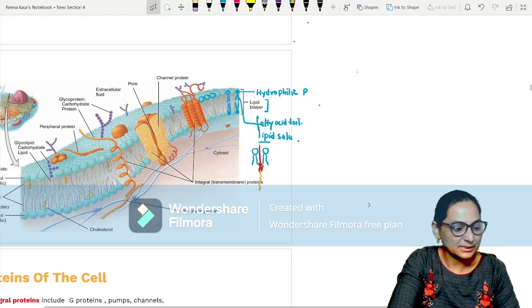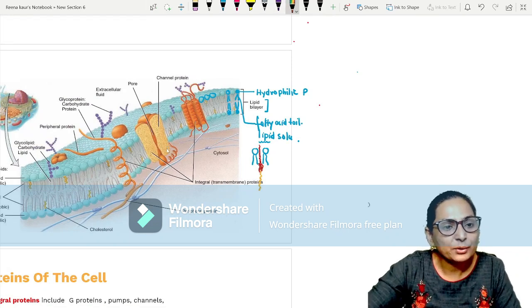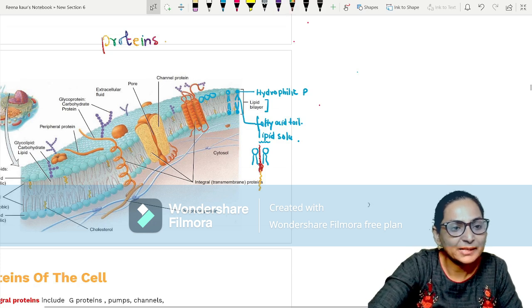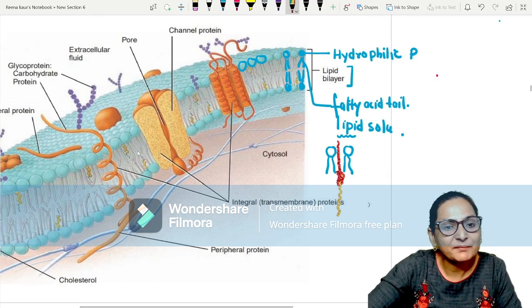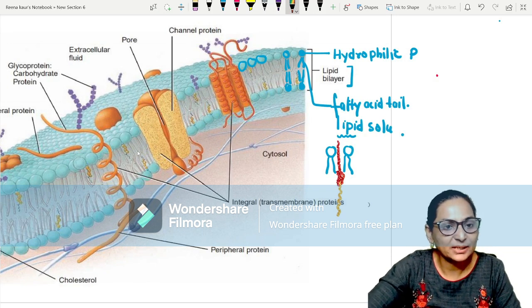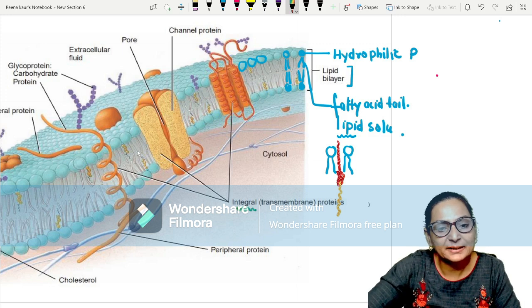We'll write down all this. Okay, so don't be hasty, we'll write down all these things. Second important thing is that there are proteins in it. You can see that the proteins are of two types. Some of them pass through the entire thickness of the membrane. These are called the integral or the transmembrane proteins.